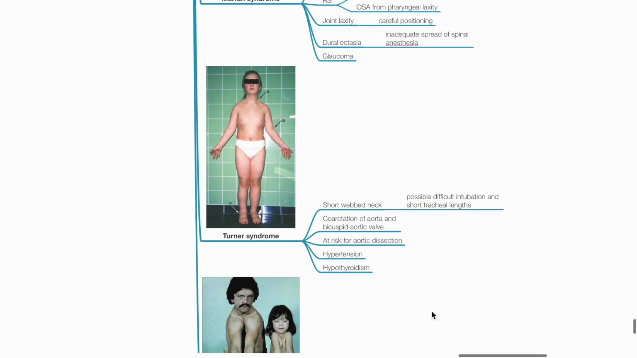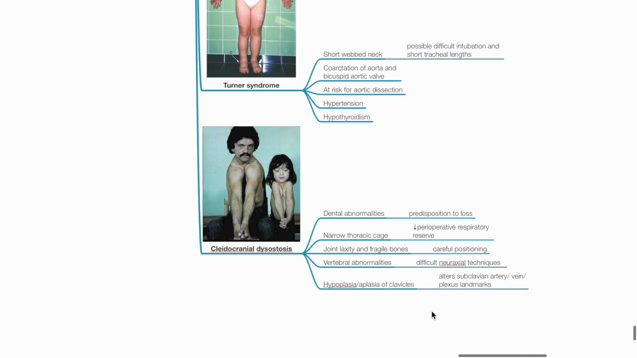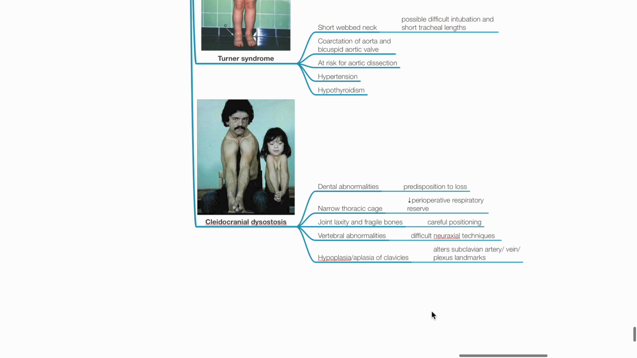Turner syndrome features include short web neck, short trachea, coarctation of aorta, bicuspid aortic valve, risk of aortic dissection, hypertension, and hypothyroidism. Cleidocranial dysostosis features include dental anomalies, narrow thoracic cage, reducing perioperative respiratory reserve, joint laxity, fragile bones, ensure careful positioning, vertebral anomalies, leading to difficult neuraxial techniques, hypoplasia or aplasia of the clavicles. This may alter subclavian artery, vein, or plexus landmarks.